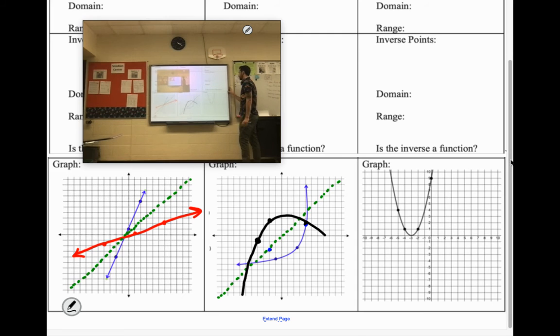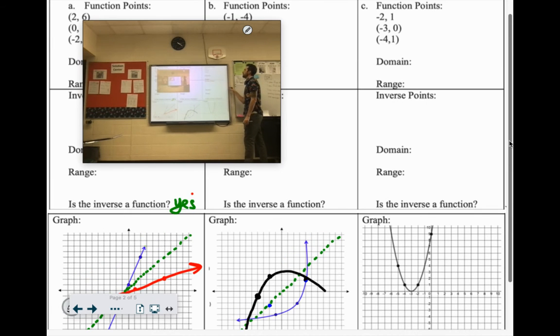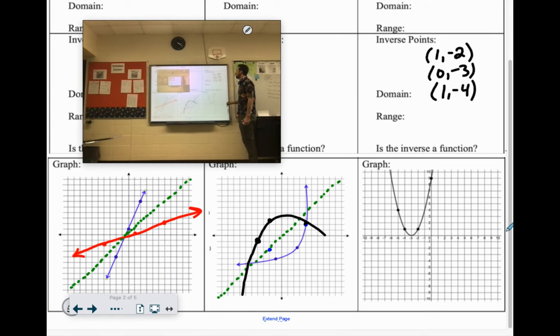All right, last one. And by the way, parabolas like this, they're not going to be inverse functions of each other. So if we were to flip this, we'd have (1, negative 2), (0, negative 3), and (1, negative 4). Down here, we have (0, negative 3). Oh shoot, this one does invert with the coordinates.